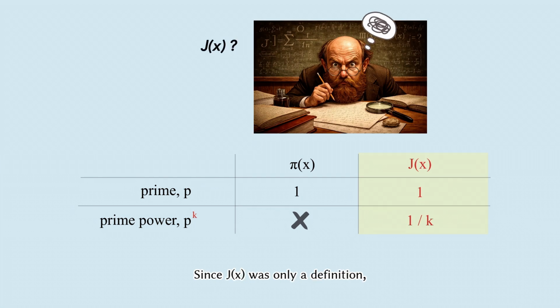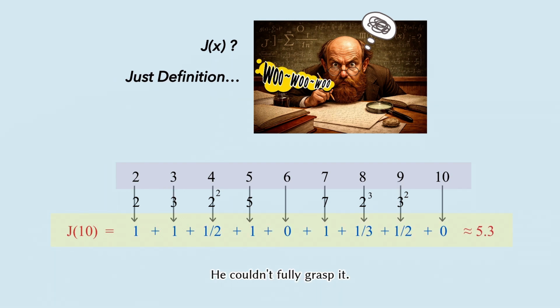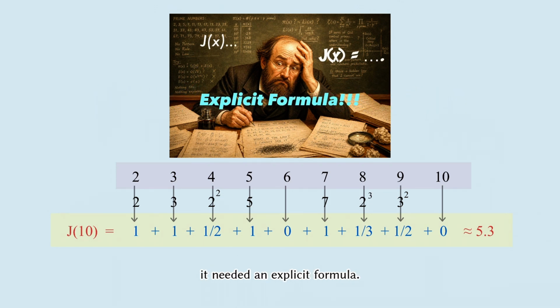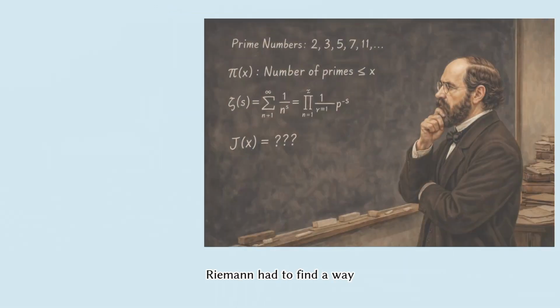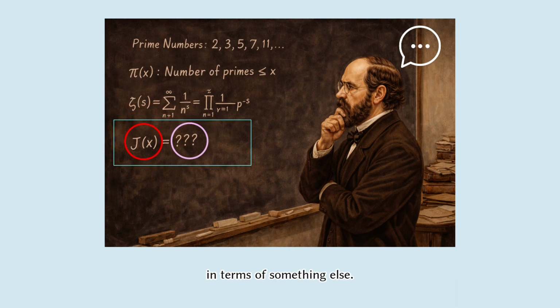Since J(x) was only a definition, Riemann could compute it only by counting one by one. He couldn't fully grasp it. If J(x) was to be studied precisely, it needed an explicit formula. Riemann had to find a way to express J(x) in terms of something else. That's where the second leap appears.